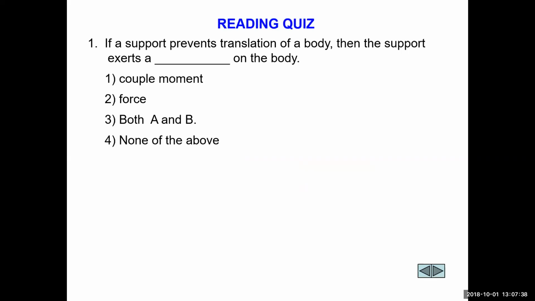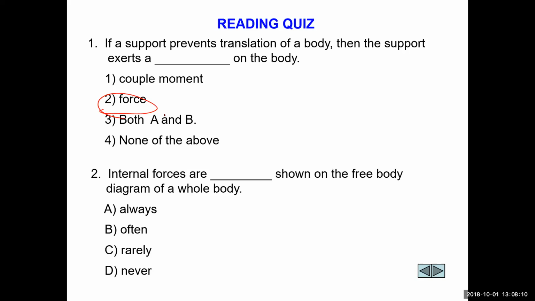But all the stuff we've been building up, all the stuff in chapter 4, was kind of just practicing techniques we're going to be using in chapter 5. So there's a conceptual part about Newton's stuff. If a support prevents a translation of a body, then the support must be exerting what kind of thing on the body? A force, right? Forces are what cause translations. Translation is just a sliding in one direction.